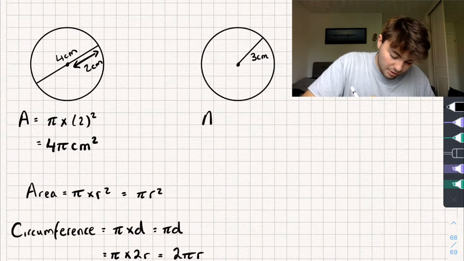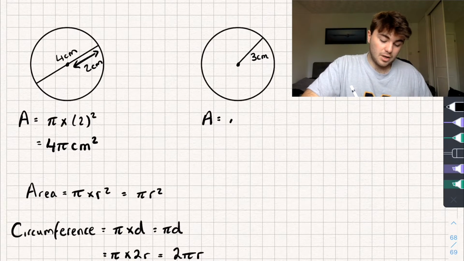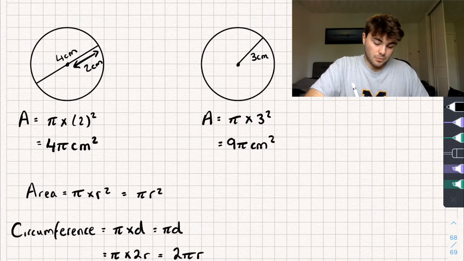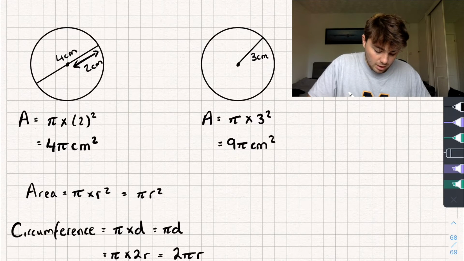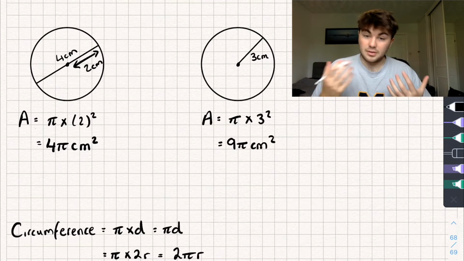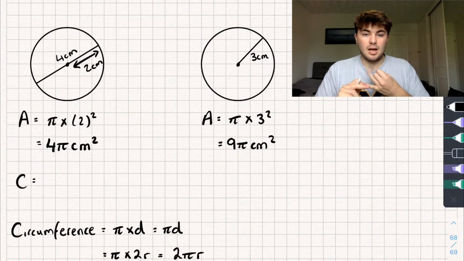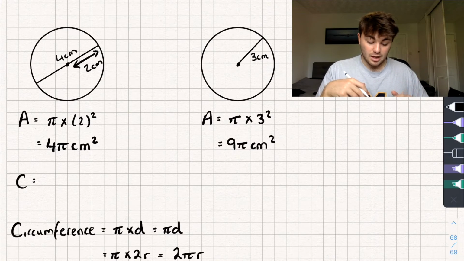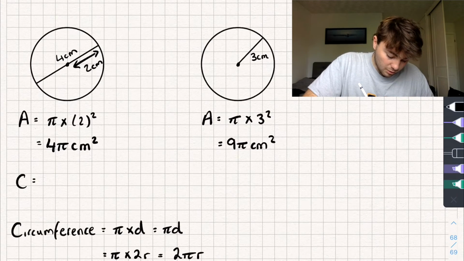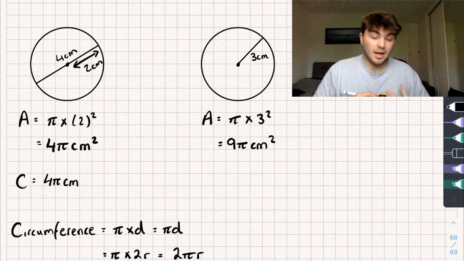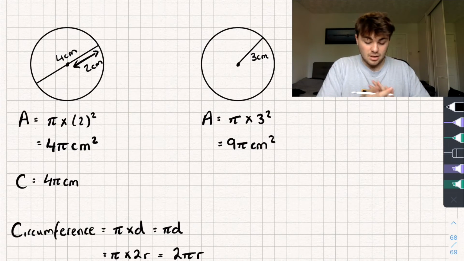Let's work out the area for this circle over here. Remember, it's pi times the radius squared, and we've been given the radius is 3 centimeters, so it's going to be pi times 3 squared, which is equal to 9 times pi centimeters squared. And that's it. So we found the area of those two circles. Now let's do the same thing, but to find the circumference. So the circumference is equal to pi times the diameter, and on this circle on the left I've been given the diameter, it's 4 centimeters, so I'm just going to do 4 times pi, which is 4 pi centimeters, and that is the circumference of that circle.